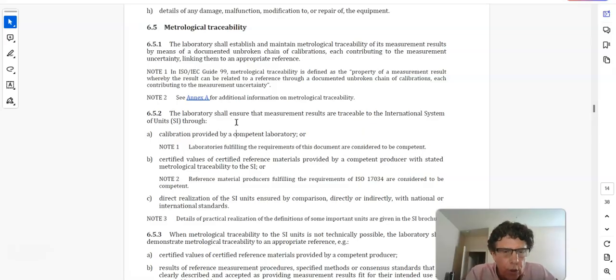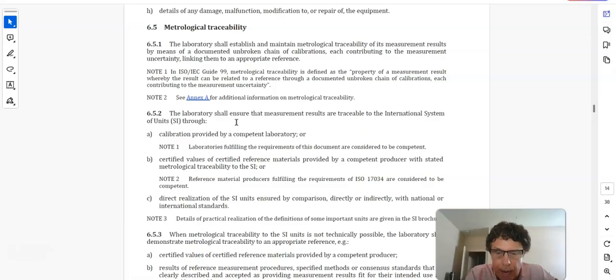So you go out and you buy reference weights for your balance so that that sort of thing doesn't happen, and you might ask the question, well, how often should I check my balance with my reference weights that are produced by an ISO 17034 competent producer?